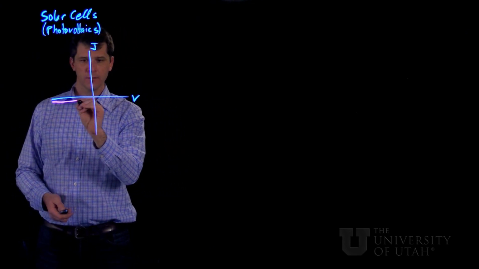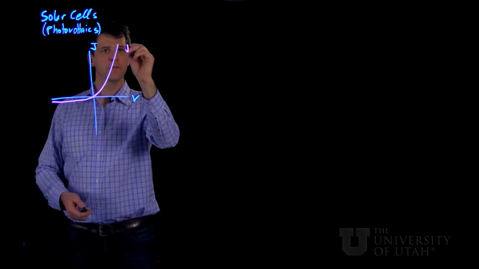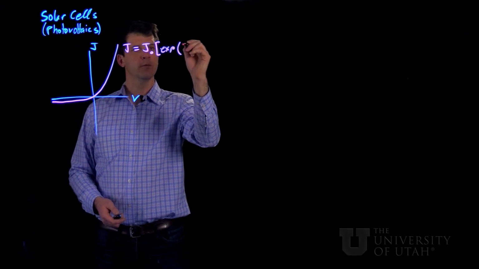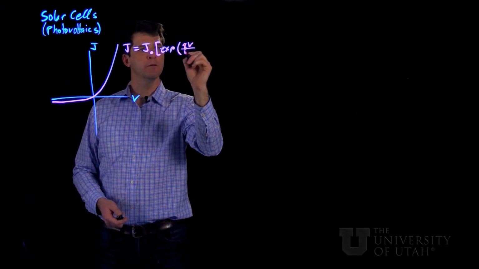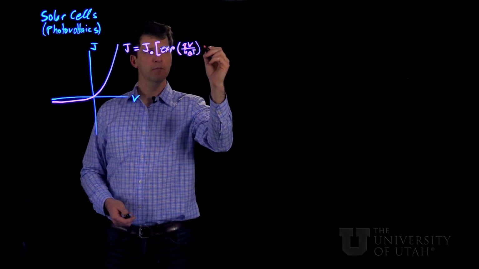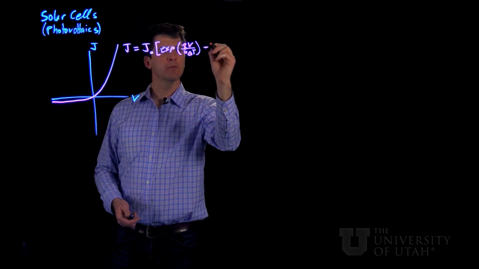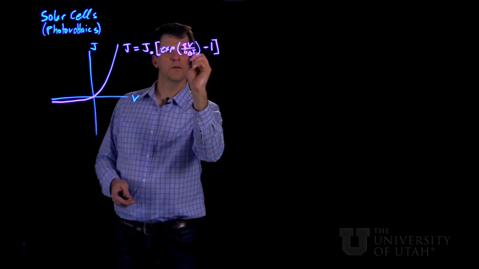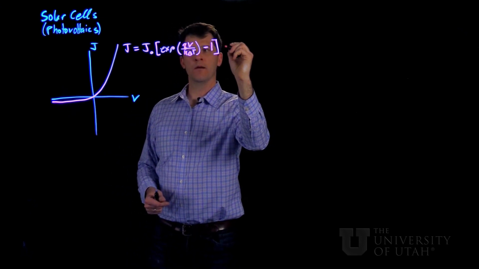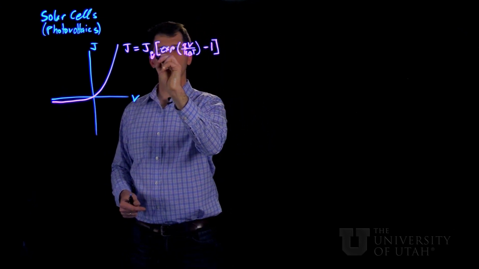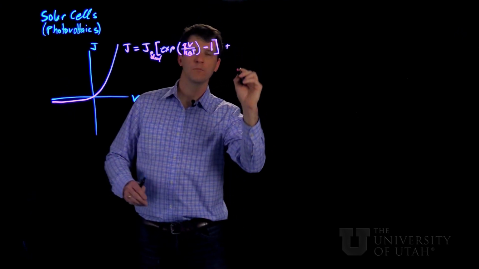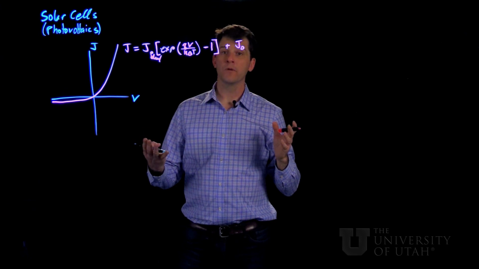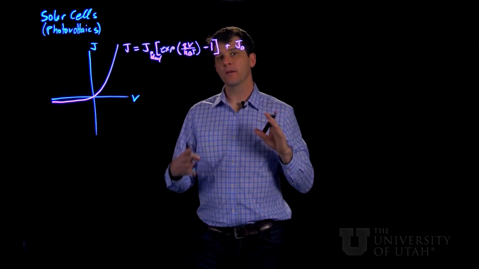So in the dark, we have J equals J naught times exp of qV over kBT minus 1. And now to this, we can add the non-ideal current, J naught, and we're going to use the example of recombination inside the depletion width here.